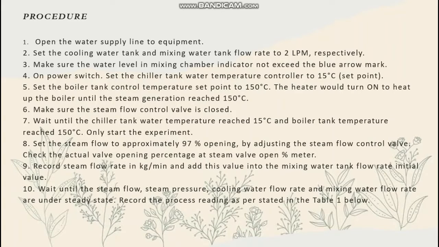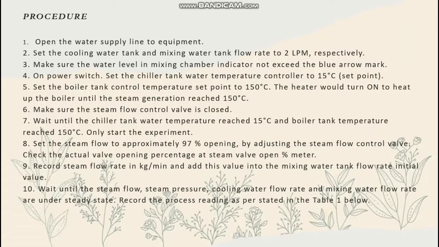The heater will turn on to heat up the boiler until the steam generation reaches 150 degrees. Make sure the steam flow control valve is closed. Wait until the chiller tank temperature reaches 15 degrees and the boiler tank temperature reaches 150 degrees before starting the experiment. Set the steam flow to approximately 97% opening.